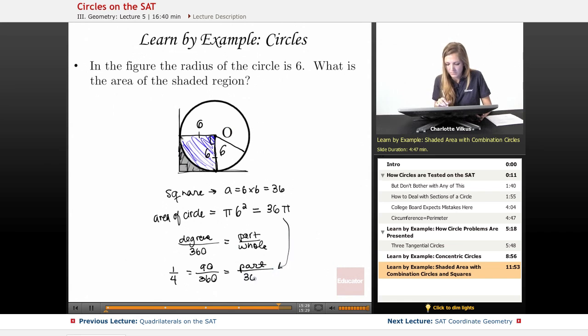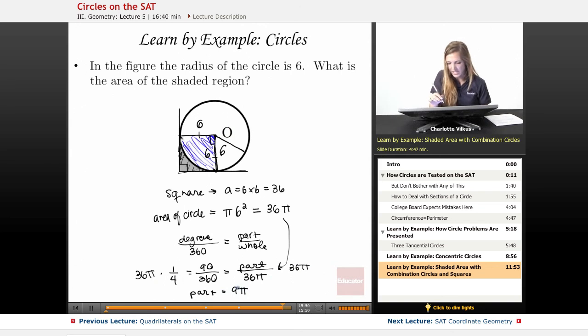So the whole is 36 pi, and I end up with the part equaling 36 pi times that fraction. I just multiply both sides of the equation by that. And I have from there that this is equal to 9 pi.